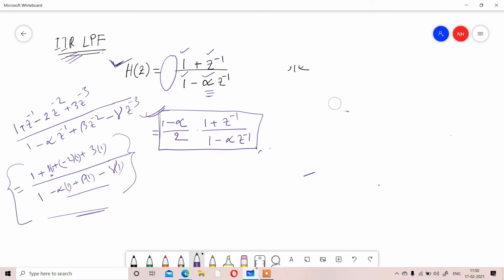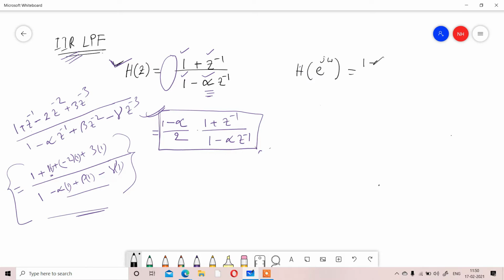So simply for that case, H of e to the power j omega will be what? We are trying to calculate the magnitude response of the system. So what we will do, we will calculate H of e to the power j omega, and the mod of H, and that will be the magnitude response of the filter.